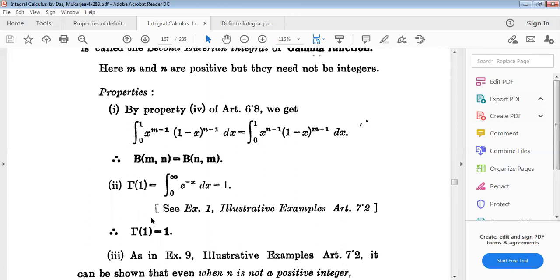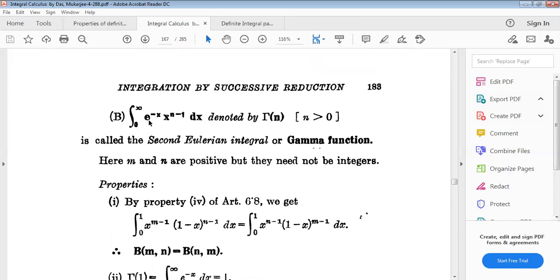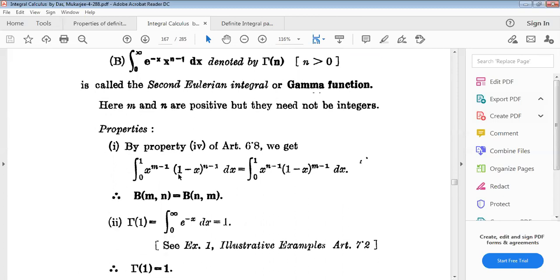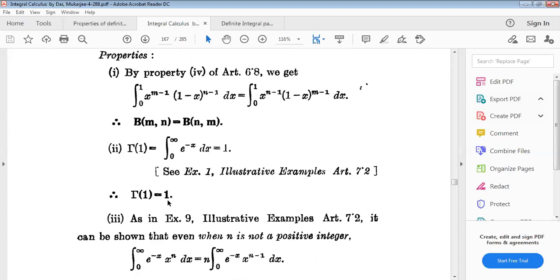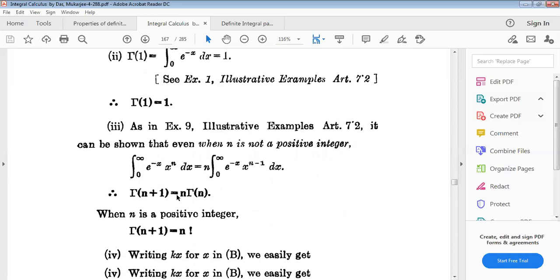And remember gamma 1 equals 1. If you put n equals 1 here, e to the power minus x remains and x to the power 0 for n equals 1. Then we get gamma 1 equals the integral from 0 to infinity of e to the power minus x dx. This integration gives e to the power minus x divided by the coefficient of x, that means minus 1 divided by minus 1, so we get 1. So gamma 1 equals 1. And gamma n plus 1 equals n into gamma n.